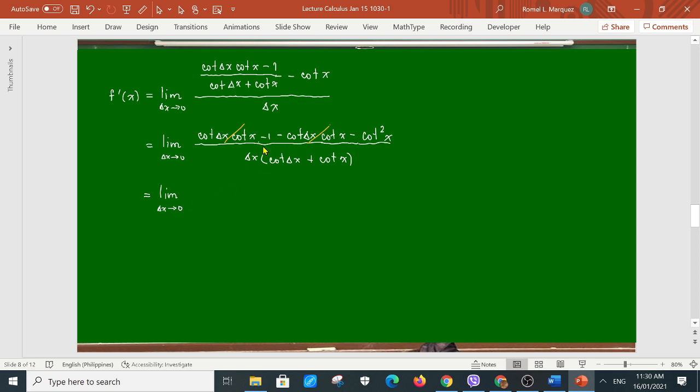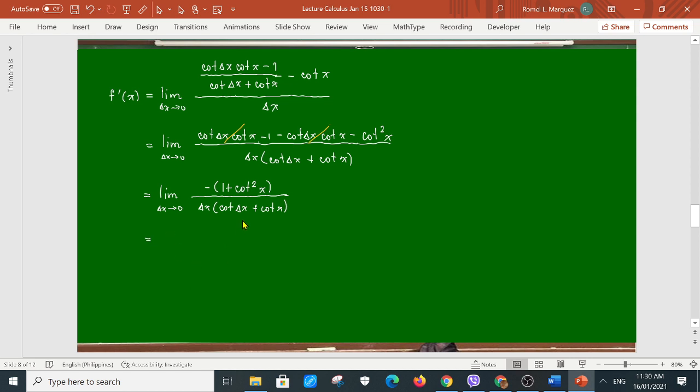What is left, guys? Negative. Isn't that negative? Negative 1, when I factor out, negative of 1 plus cotangent squared. So, delta x, the denominator, cotangent delta x plus cotangent x. Okay. Then, numerator, negative 1 plus cotangent squared x.